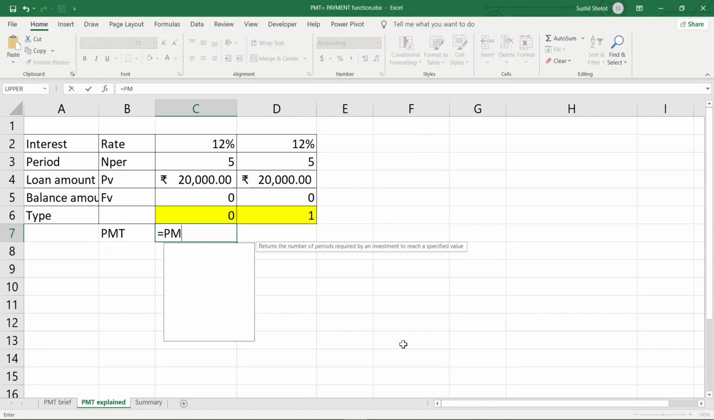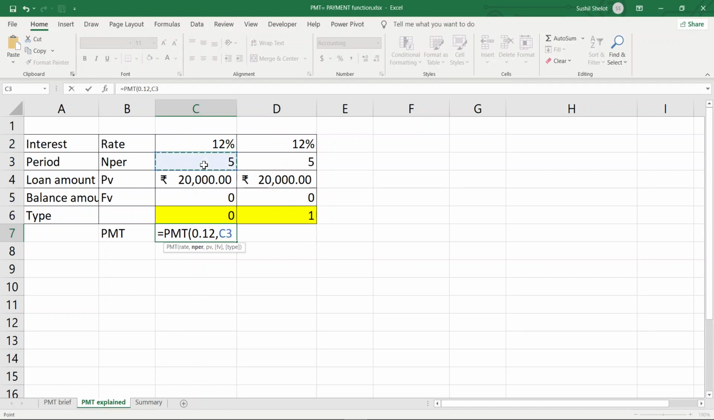I'm going to type here PMT, and the first thing required is rate. You can either click on the cell and choose it from the cell, or you can type it. If I choose C2, that is fine, or else I can type 12%, or I can also type 0.12. It is one and the same. Well, I'm going to write it as 0.12 here. The next thing required is the Nper.